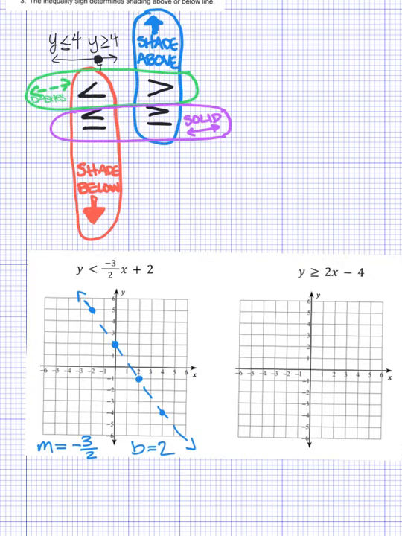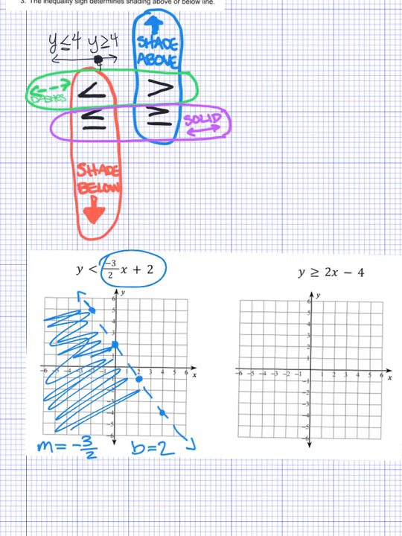I have to determine, am I shading above or below the line I just drew? This says y is less than. Less than means I'm going to be shading below, because I want all the y values that are less than this. So I look at 2. I want all the numbers less than y equals 2. So that is all of these. And I shade the whole thing in to indicate that it could go on forever. That's it. So let's try one more before you get to work on your practice.